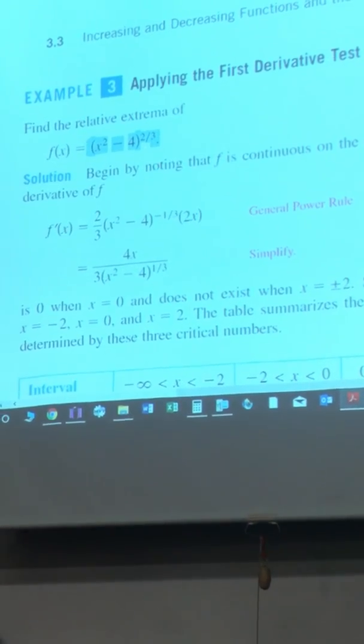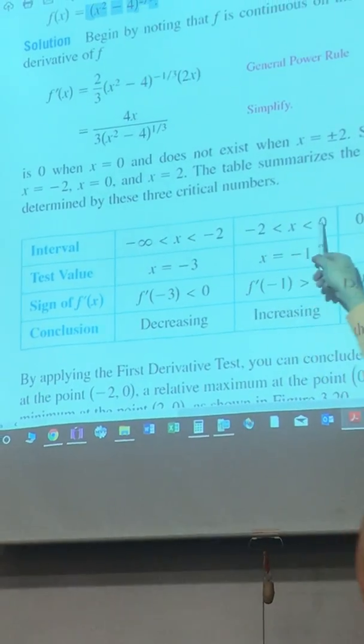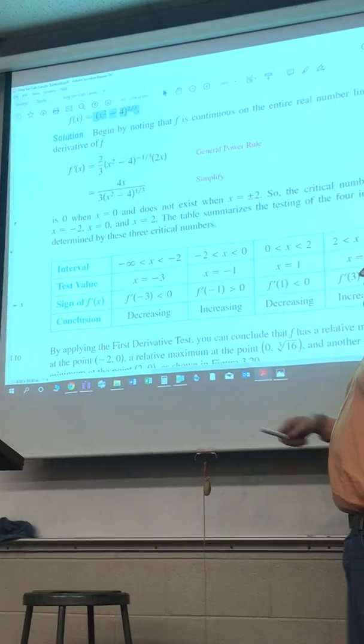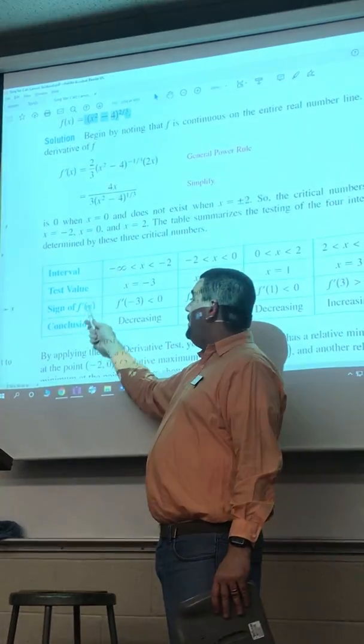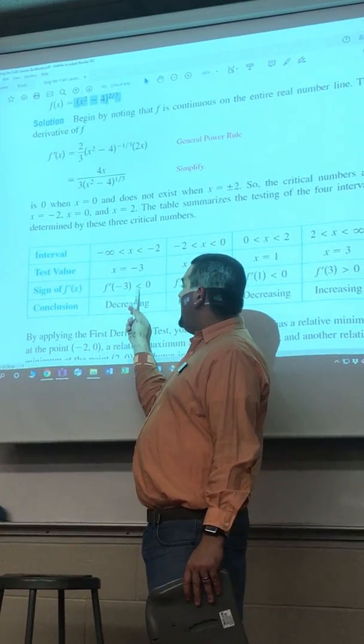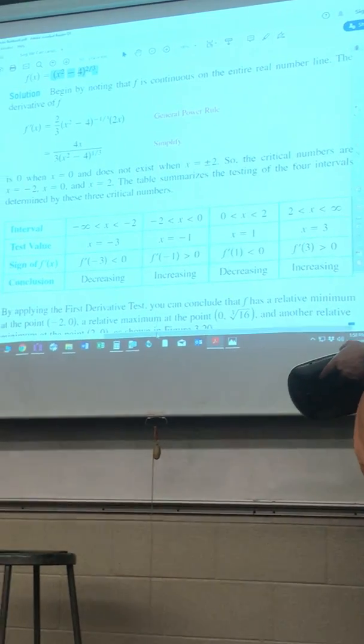And so what happens now, we have a ton of sign charts, don't we? From -infinity to -2, -2 to 0, 0 to 2, 2 to infinity. Again, are you plugging in a test value and putting that into the function? No, you're putting it into the derivative. So this is negative, decreasing, positive, increasing, okay? Take a look at the picture.